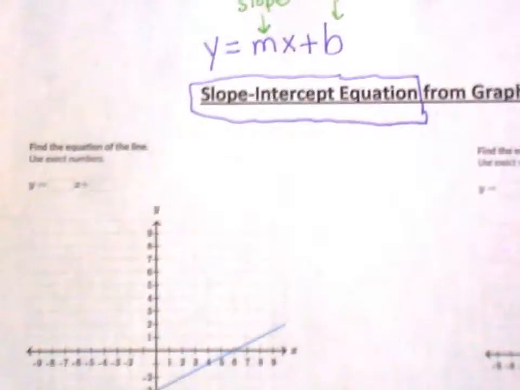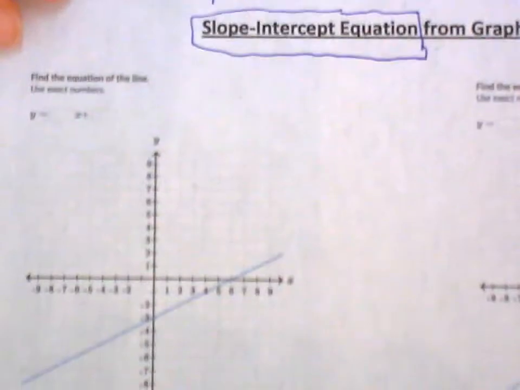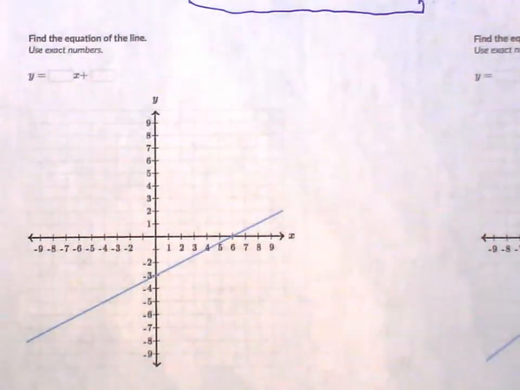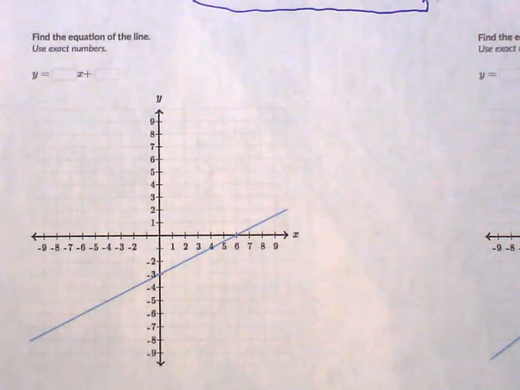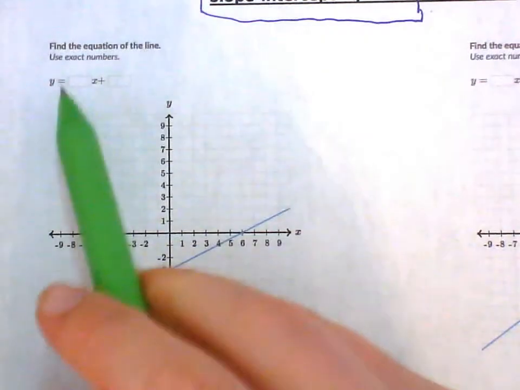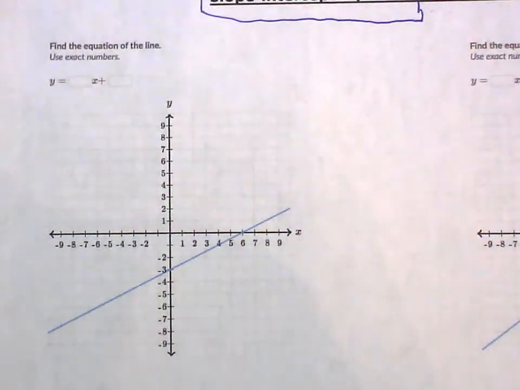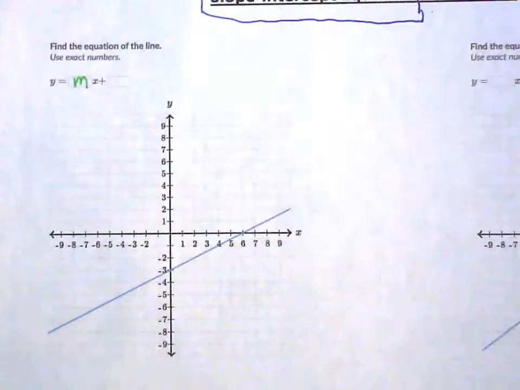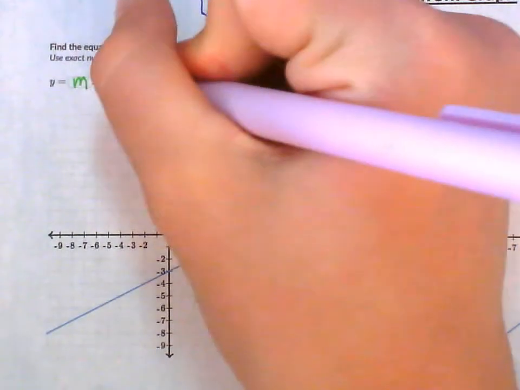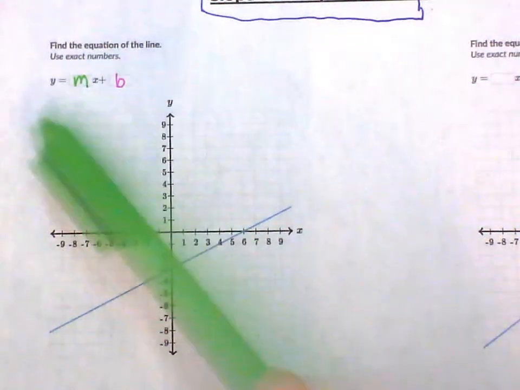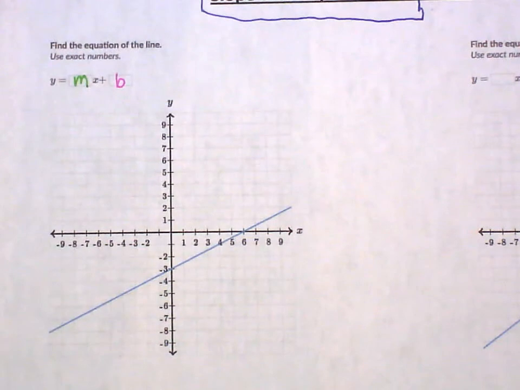All right, so this first one says, find the equation of the line. Use exact numbers. And then it says y equals blank x plus blank. So we know here we're going to put our m, and here we're going to put our b to make it y equals mx plus b. So we need to find each one of those.